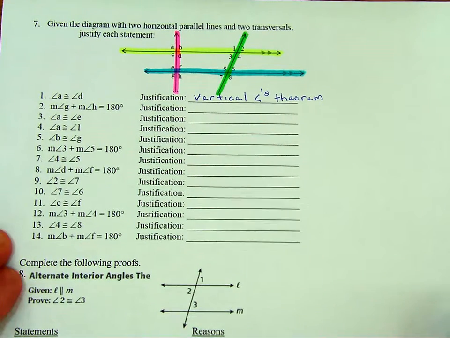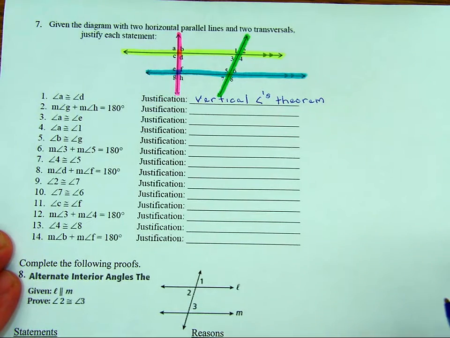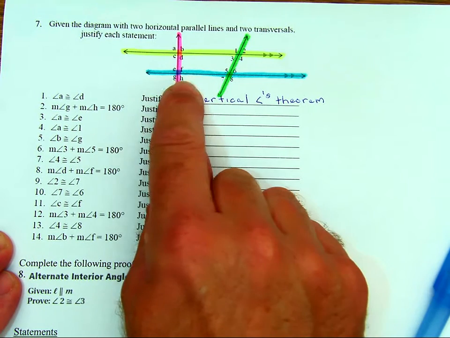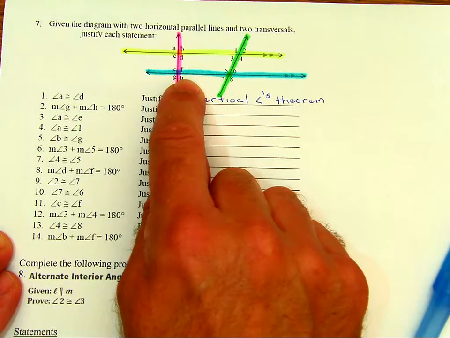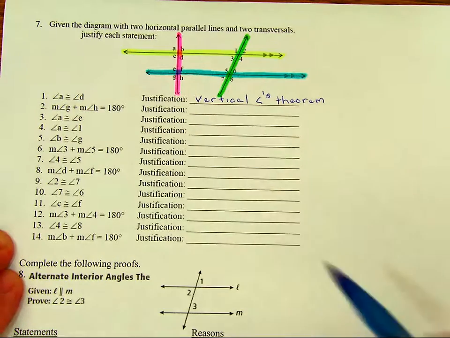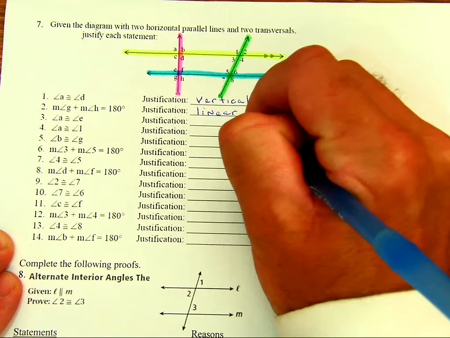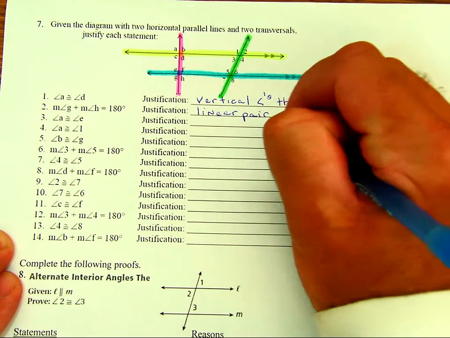Next it says the measure of angle G plus the measure of angle H equals 180 degrees. So G and H are adjacent angles that form a straight line. And so the linear pair theorem tells us that linear pairs are always supplementary.